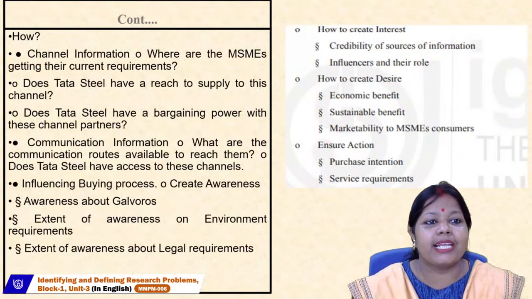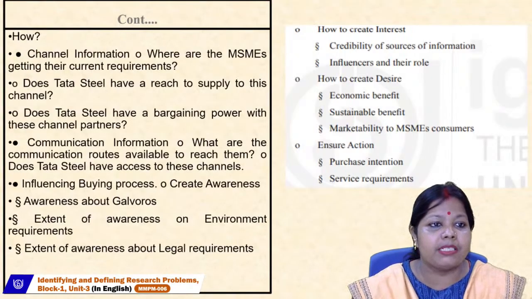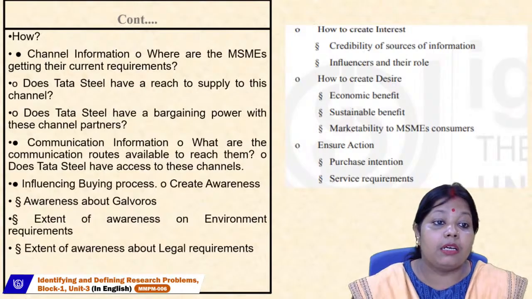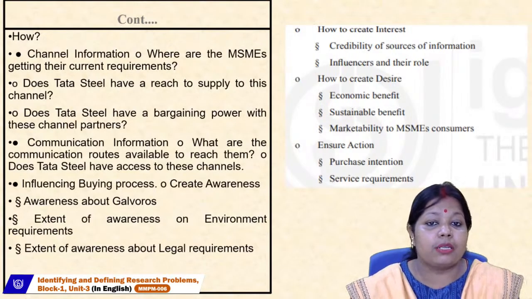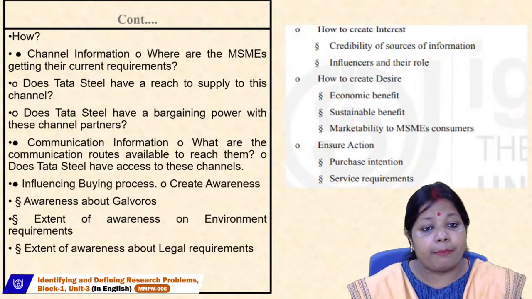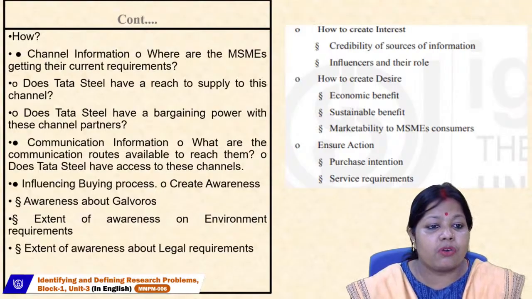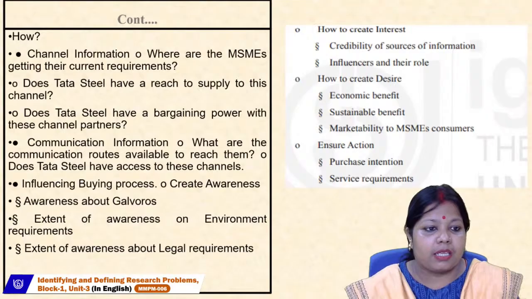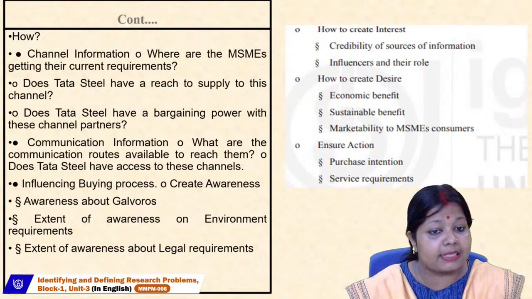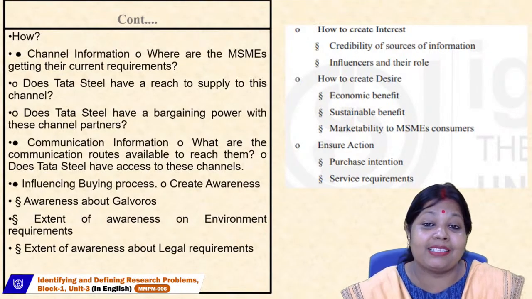In the how questions we can say channel information, like where are the MSMEs getting their current requirements, does Tata Steel have a reach to supply to this channel or not, or does Tata Steel have a bargaining power with the channel partners or not. In communication also, we can say communication information, like what are the communication routes available for them, does Tata Steel have access to the channel? All these questions need to be addressed to understand fast.